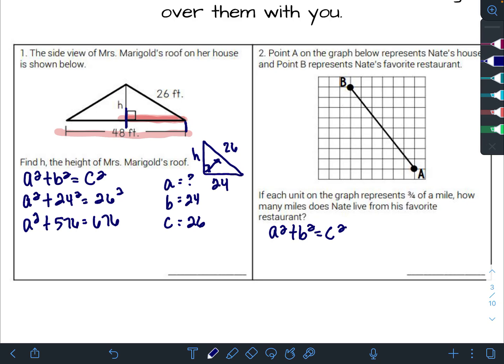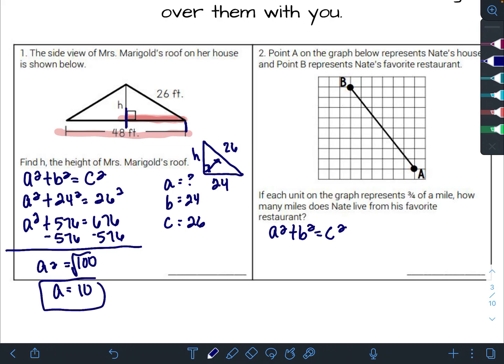squared by itself. So to get A squared by itself, I've got to get rid of that 576. So I'm going to subtract 576. What I do to one side, I have to do to the other. So I get A squared is equal to 100. And then to get A by itself, because I want to just know what A is, not A squared, to undo squaring something, I've got to take the square root of it. So the square root of 100 would then be 10. So I know the height of her roof would be 10 feet.